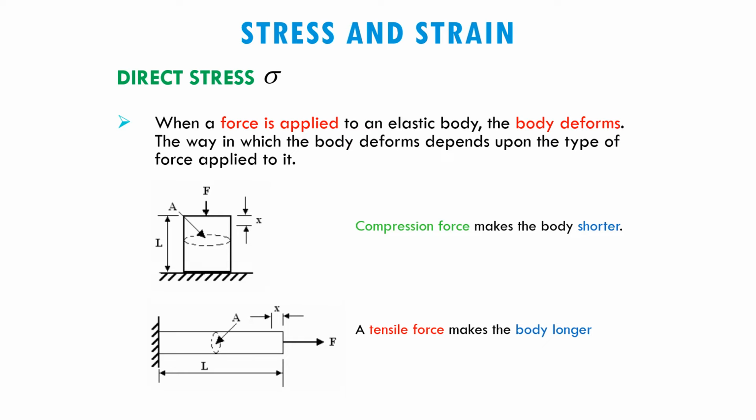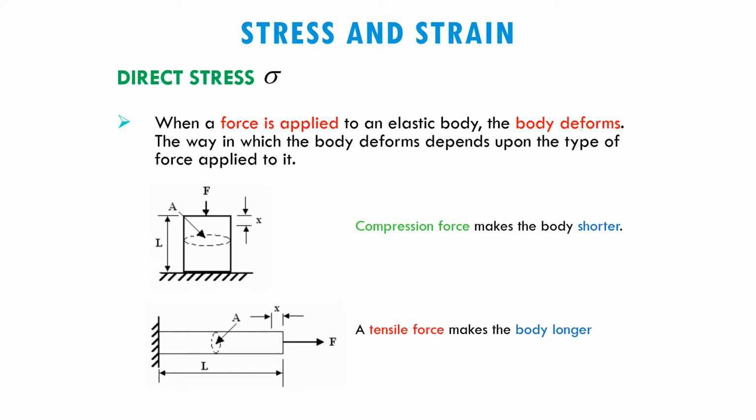Now let us look into the stress and strain one by one. The first one, we will look into the direct stress. So what is direct stress? It is a force that we apply on the elastic body and then it will cause the body to deform. So the way in which the body deforms depends on the type of the force that we apply on the object, okay, on the body.